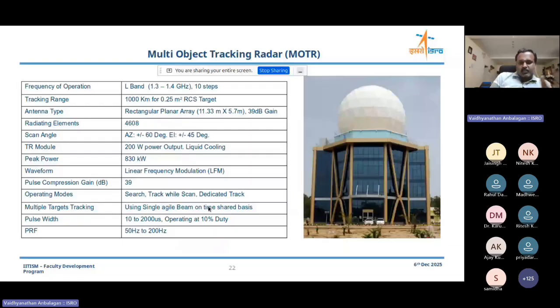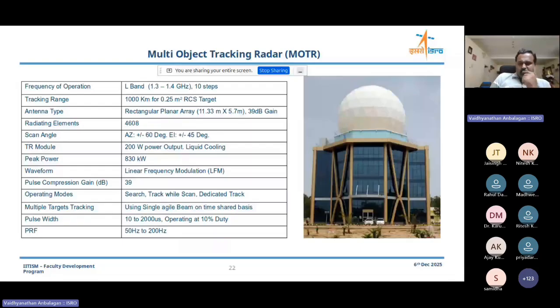Earlier we were seeing beam shaping, where the beam can be split into two to track. Such things will work when the targets are nearby. But if you want to see targets which are all at long range, and I just split the beam into two, the power radiated in each beam comes down, and the beam width also widens, so that you cannot see the targets at long range. So for targets at long range, we again use a single pencil beam on a time shared basis. We hop between the targets to track multiple targets simultaneously.